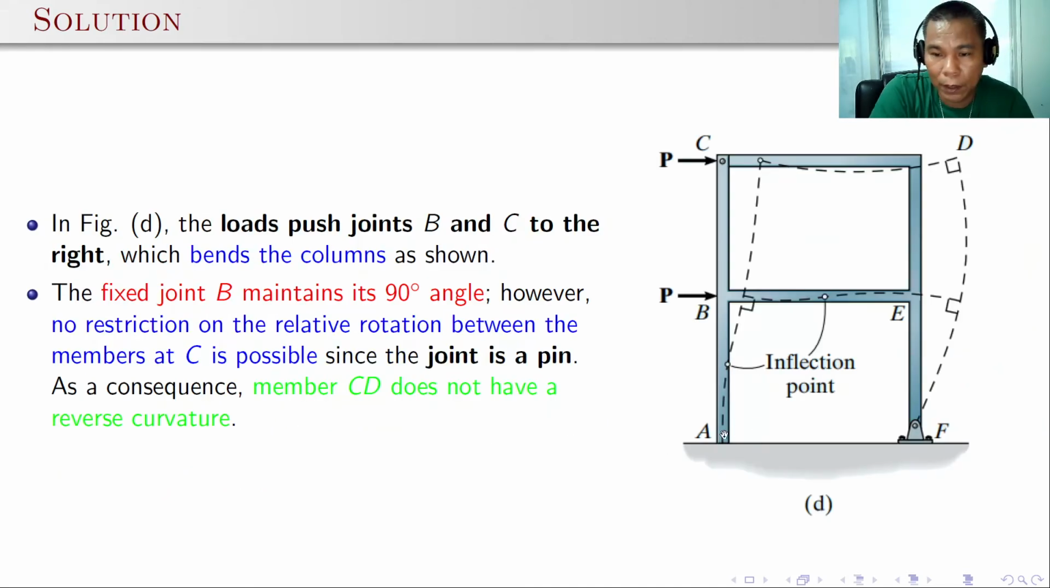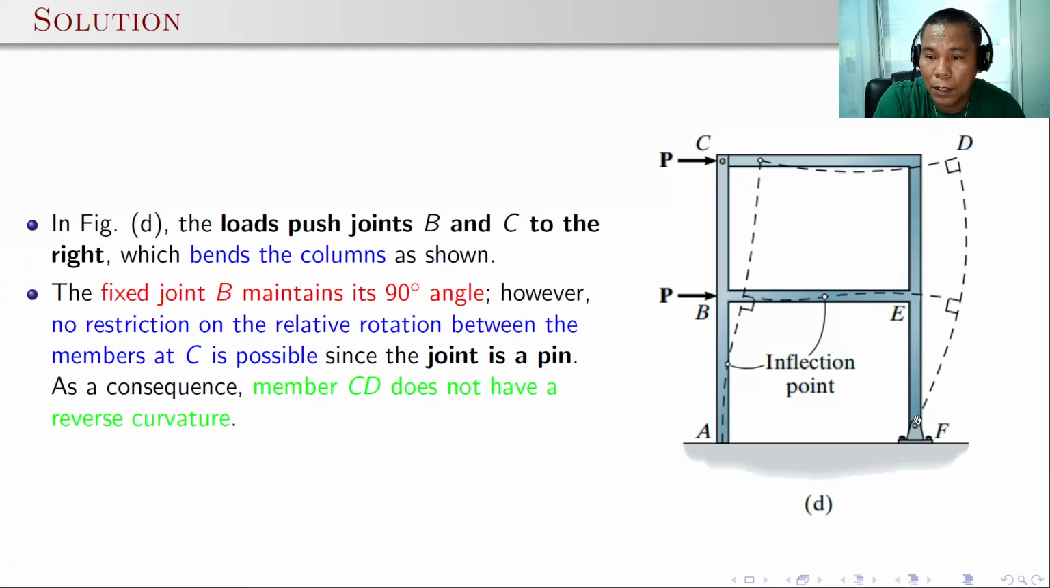For this particular frame, again with a fixed support at A and a hinge support at F, it is expected that there will be no inflection points here, but on the other side, at points A, B, and C, there will be some inflection points. So with the beams, here the force P is applied at point B and point C. So it's normal that the columns will rotate clockwise. But again, you have to maintain the rigidity of the joint B. So there will be rotations here and then the inflection point.